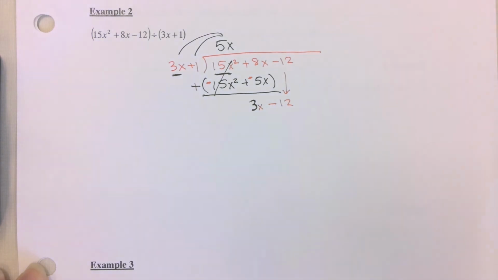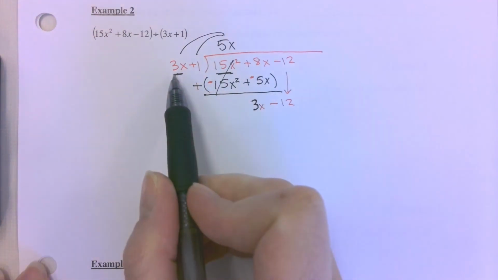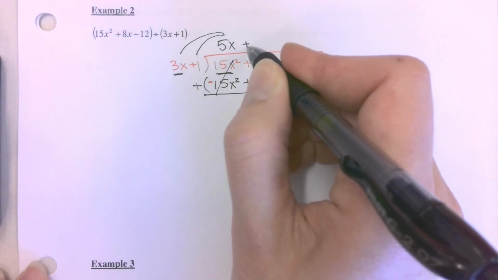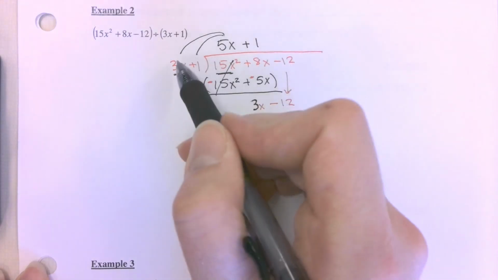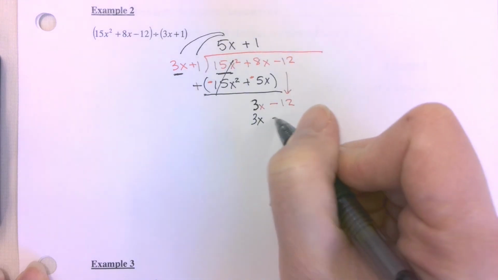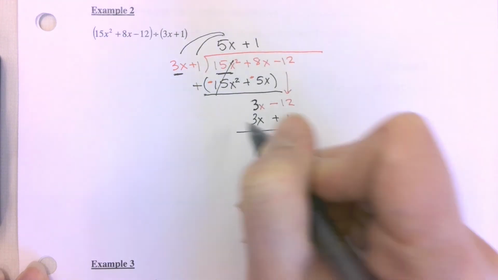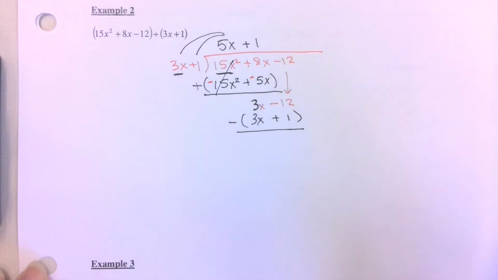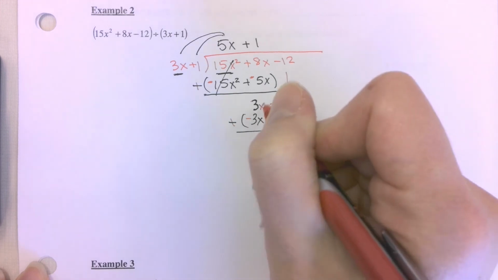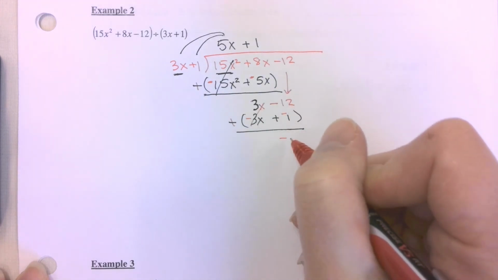Okay, I'm going to start again, and I'm going to take 3x times what to get 3x? Just a 1, so plus 1. Take 1 times 3x, that gives me 3x. 1 times 1 is a positive 1, and I come through and I subtract again. We don't want to forget to change our signs out. And now this cancels, and I'm left with the remainder of negative 13.